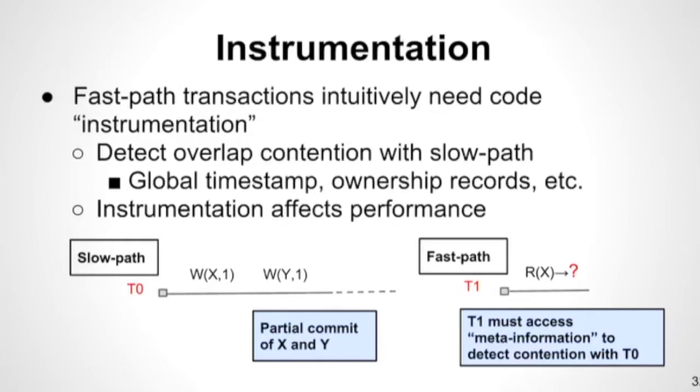So the best thing it can do is to instrument these loads with some additional metadata, which you can force the slow path transactions to also write to indicate that, look, I'm in a partial commit state. I haven't yet fully completed my transaction, which allows the fast path transaction to detect the presence of this concurrent slow path transaction.